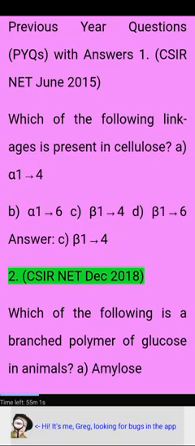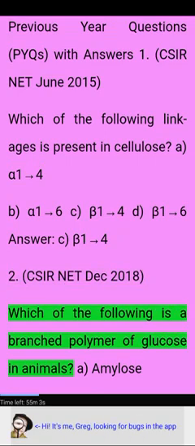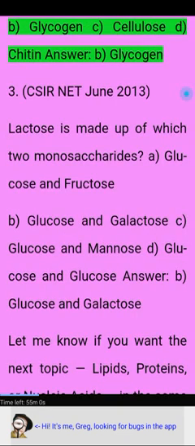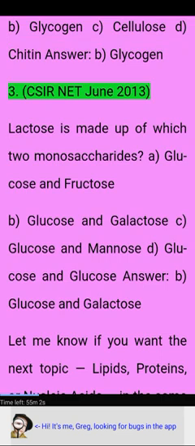2. CSIR NET December 2018. Which of the following is a branched polymer of glucose in animals? A. Amylose. B. Glycogen. C. Cellulose. D. Chitin. Answer: B. Glycogen.